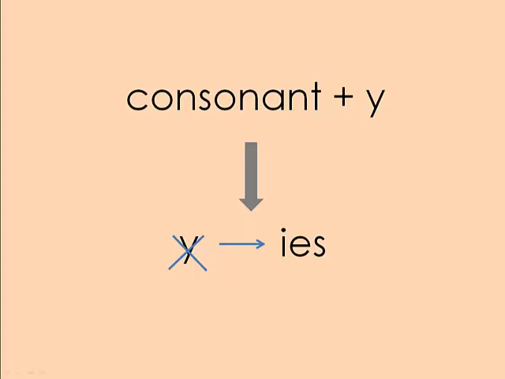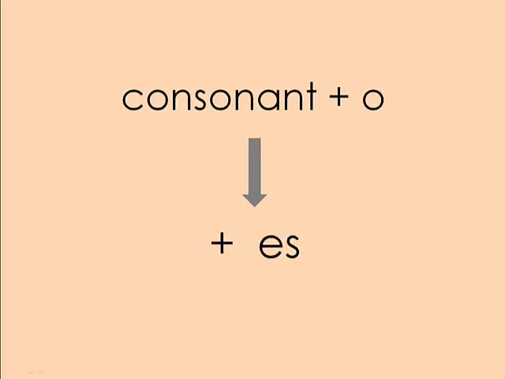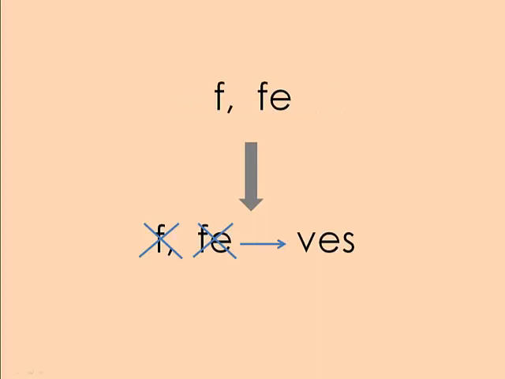If the end of a noun is a consonant and an O, we usually add ES. If the end of a noun is an F or an FE, to make the plural, we use VES. The end.